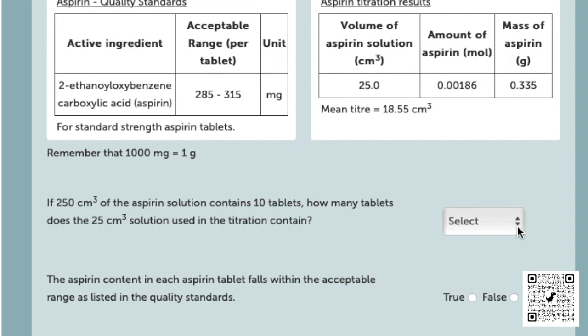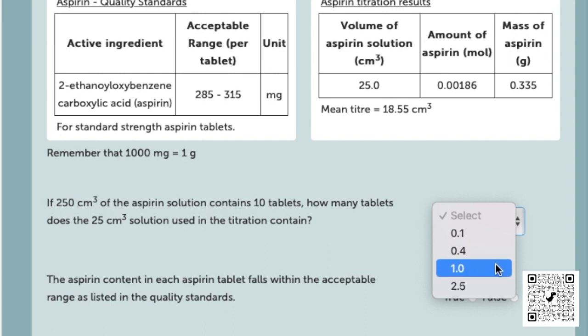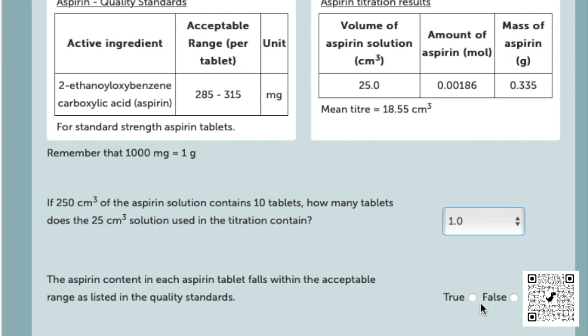Next, you should compare the result of titration with the quality standard. Based on your mean concentration, the amount of aspirin in one tablet is not within the acceptable range as specified by the quality standards.